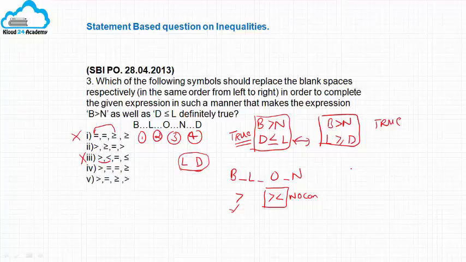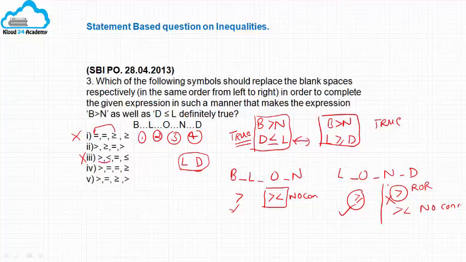Now let's check for L and D. For L to be greater than or equals to D, I have to fill any of these blanks with greater than or equal to. What I don't need is greater than. Why? Because as per the rule of ranking, greater than will be selected. I don't want this. I want only this. So this should not be there. Also, the opposite sign or no conclusion should not be there. So I want only greater than or equals to.